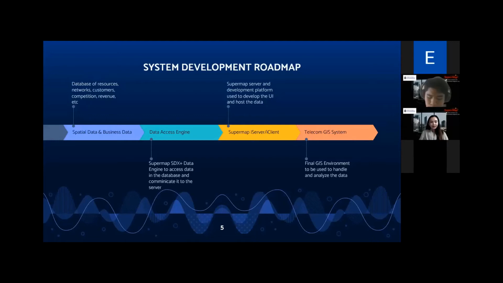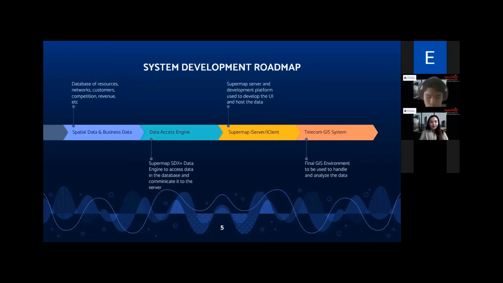Business data includes data on customers, the revenue models, business expenses, and others. These databases are then accessed by the data access engine. For this, SuperMap uses the SuperMap SDX Plus data engine to ensure the proper unity and sharing of data. This engine is then responsible for communicating and taking the necessary data from the existing databases and communicating them to the servers.